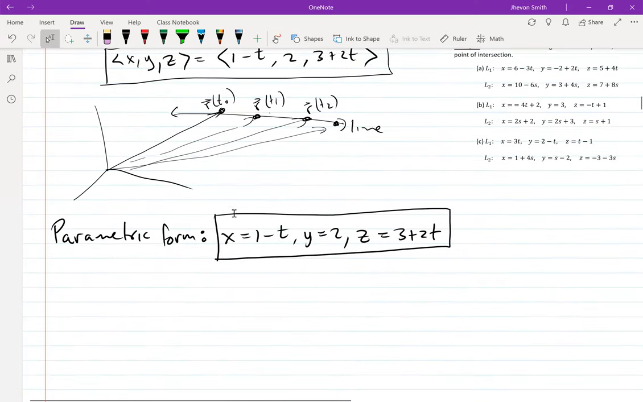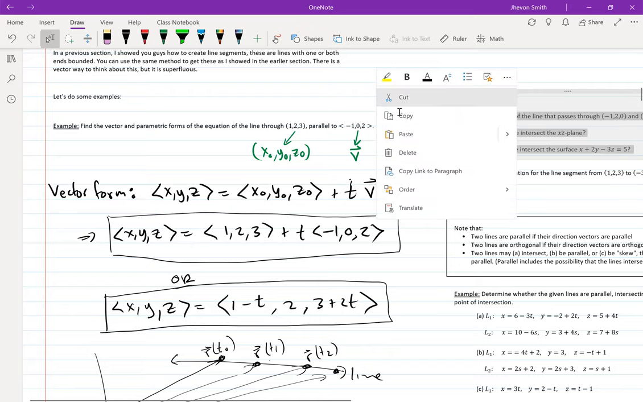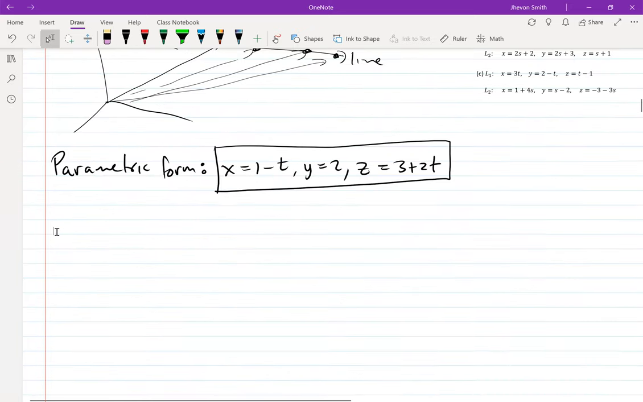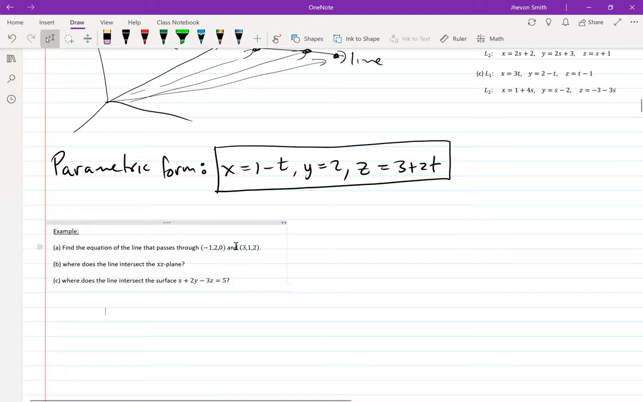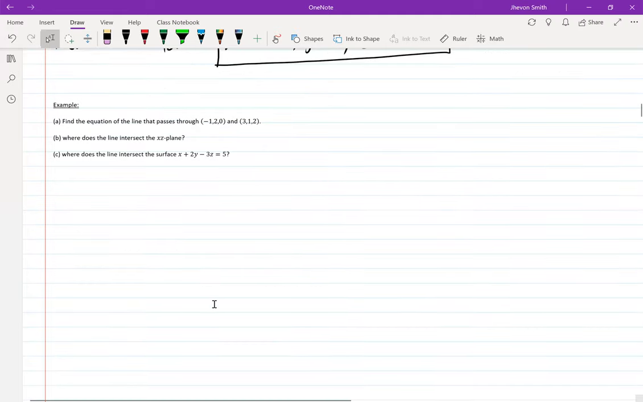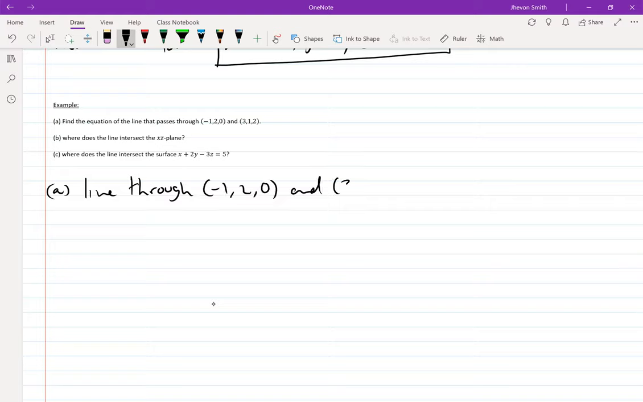All right, and that is that example. Let's do this one. Find the equation of a line that passes through these two points. Ideas? So call this P and Q. So we have a line. P is on the line and Q is on the line. Ideas for how to find the equation of the line?